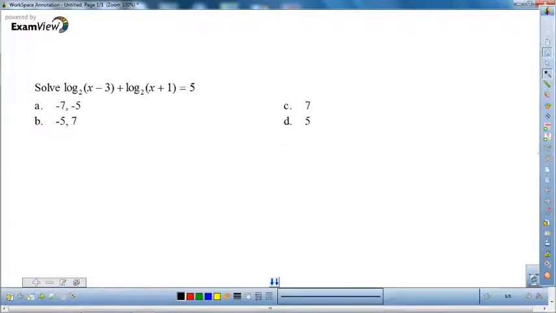In order to solve the log equations, we need to get rid of the log base 2. But because we have two of them, we're going to use the product property of logs, which means that if I have two logs that are added together, I can rewrite them as multiplication. So I'm going to have x minus 3 times x plus 1, and that's going to equal 5.